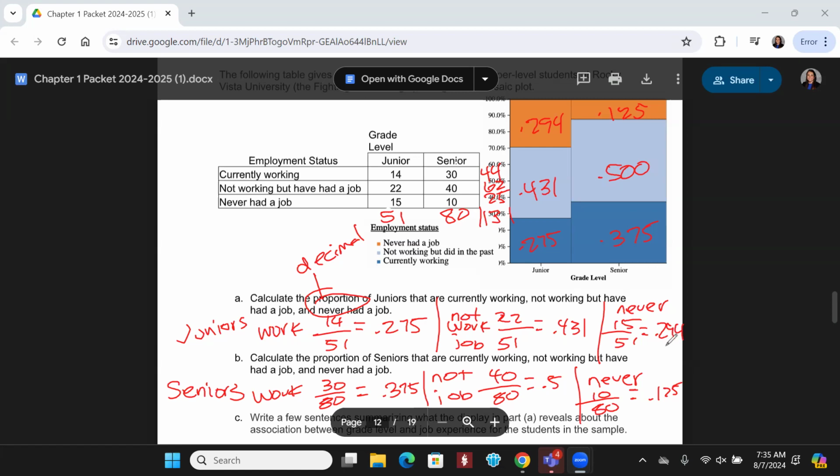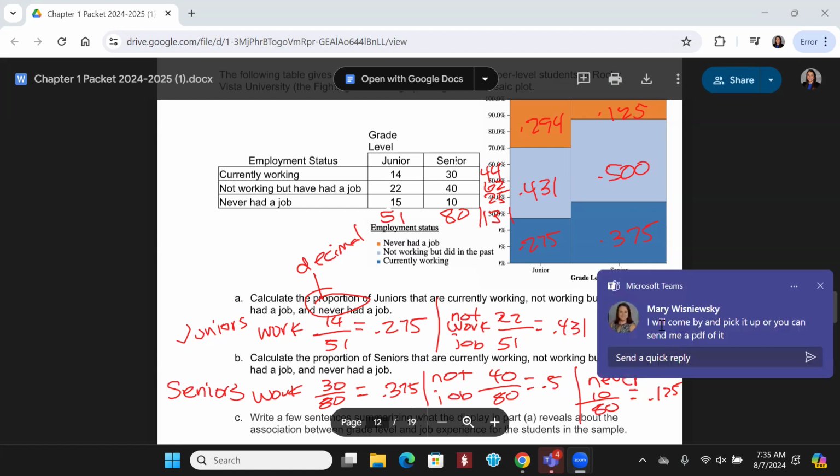Everybody good on that one? Is it acceptable? I would leave them as decimals for right now.